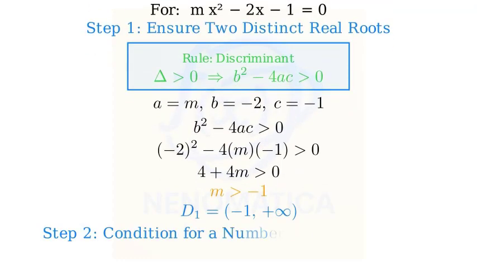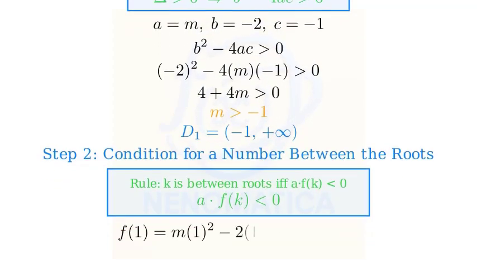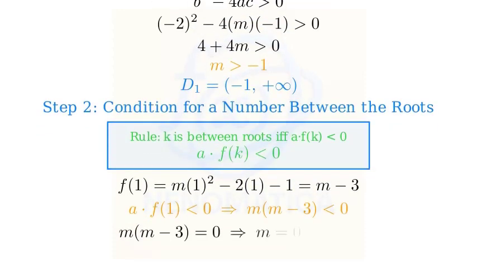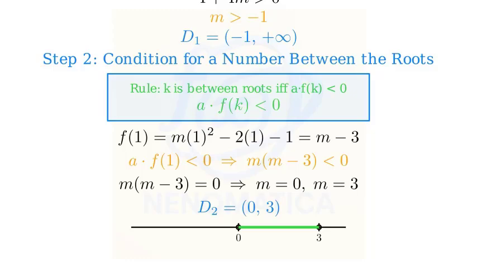Step 2. To place a number k between the roots of a quadratic, ax squared plus bx plus c, we use the test. A times f of k is less than 0. Here k equals 1. Evaluate f of 1, m minus 3.